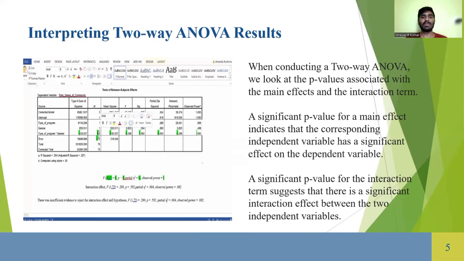Now let's see how to interpret two-way ANOVA results. When conducting a two-way ANOVA, we look at the p-values associated with the main effects and the interaction term. A significant p-value for a main effect indicates that the corresponding independent variable has a significant effect on the dependent variable. A significant p-value for the interaction term suggests that there is a significant interaction effect between the two independent variables, as we can see in the given diagram.